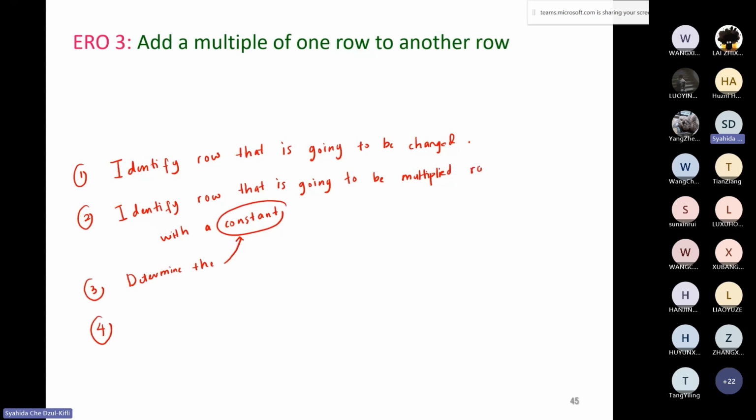Let's say this is row K and this is row S, and let's say the constant is B. So what we do is we multiply row K with B and then we add it to row S. And this is the new row S. Is that clear? Anyone? Clear. Okay.